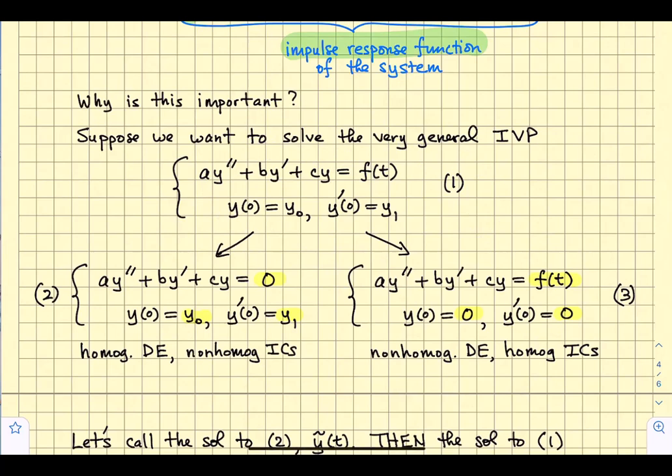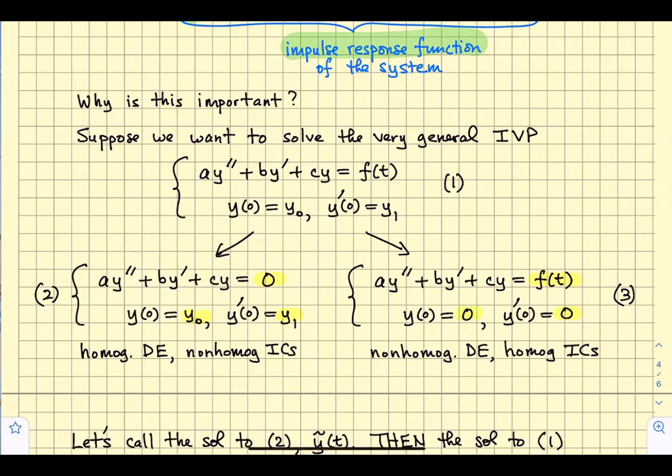And now we want to break this problem up into 2 associated problems. We want to look at ay double prime plus by prime plus cy equals 0. So notice we're forcing it to be homogeneous, but we're leaving the non-homogeneous initial conditions. Think non-homogeneous, non-zero. So we have a homogeneous differential equation with non-homogeneous initial conditions. Call that equation 2. Then we're going to do the exact opposite for equation 3. We're going to leave the differential equation as non-homogeneous, but we're going to make the initial conditions homogeneous.